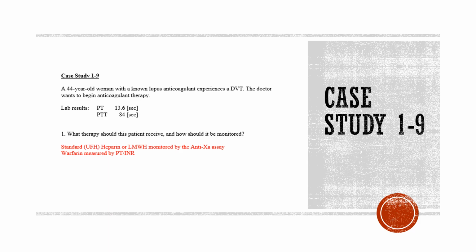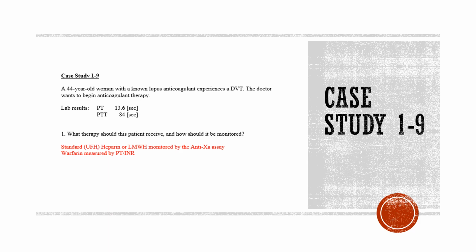We are back. Case study 1-9. It's a 44-year-old woman who is known to have a lupus anticoagulant, also known as an antiphospholipid antibody. These both fall under the category of non-specific inhibitors, and she now has a deep vein thrombosis. The doctor wants to begin anticoagulant therapy. So what therapy should this patient receive and how should it be monitored?